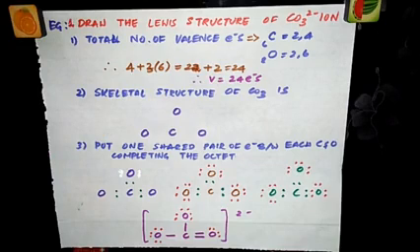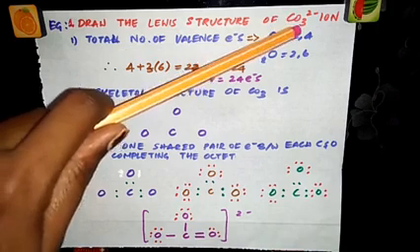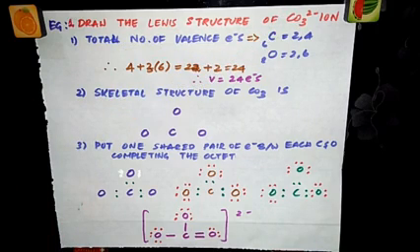And in the next step, as we have seen, you have to calculate the number of octet electrons. So to calculate the number of octet electrons, see, you have 3 oxygens and 1 carbon. So totally 4 atoms are there. 4 into 8 will give you 32 electrons.